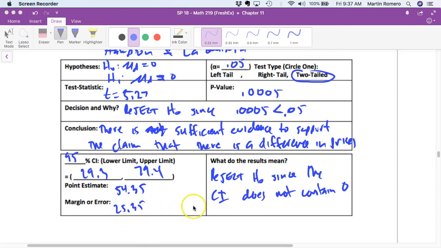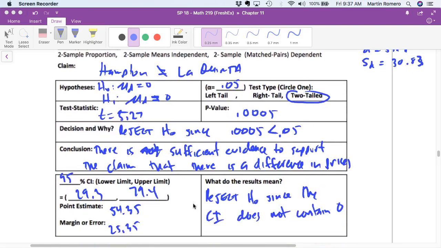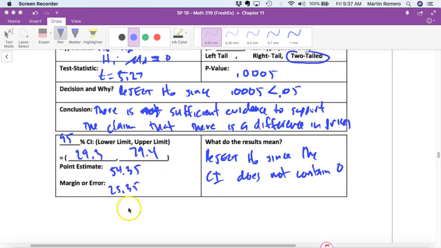And so what we're saying here is we're 95% confident that the mean difference between hotel prices is between $29 and $79. If we looked at all the hotels, like the population of hotels, it would be a difference. And that's what we got. That's the first example.